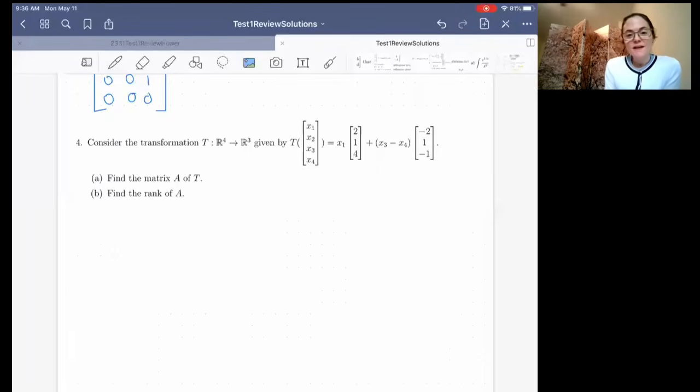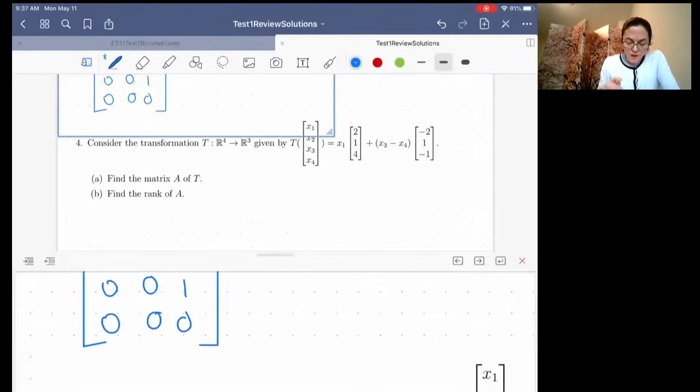Here's number 4. We're given a transformation. T of x1, x2, x3, x4 is, well, you can read it, but this is a linear transformation. In fact, I can prove that by finding the matrix, but we're just told to find the matrix, so you can assume it's going to be a linear transformation. If instead it asks whether it is, then you'd have to think. Okay, well, this goes from R4 to R3, 4 columns and 3 rows.